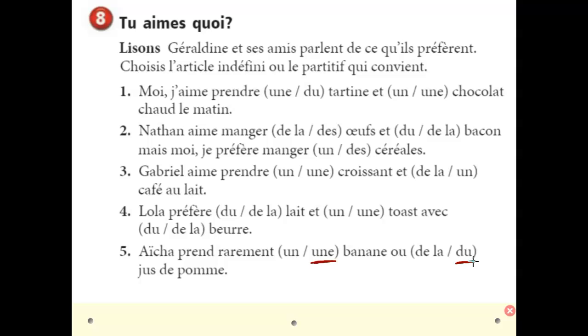Banana is feminine, so we would use une, or some, du jus de pomme, some orange juice. Jus is masculine, so we would use du rather than de la. So most of your choices here, you are able to make simply based off of whether that word is masculine or feminine. And you can find that right on your vocab sheet, because with each of these words, you should be able to see an un or an une or a le or a la, which is a marker of whether these words are masculine or feminine.